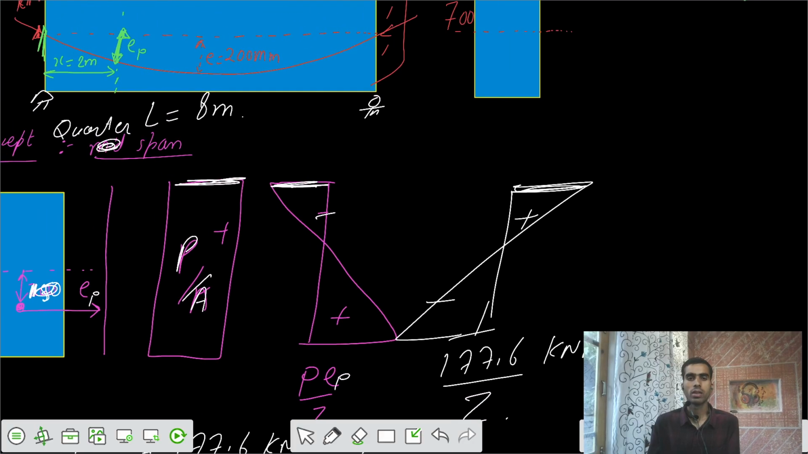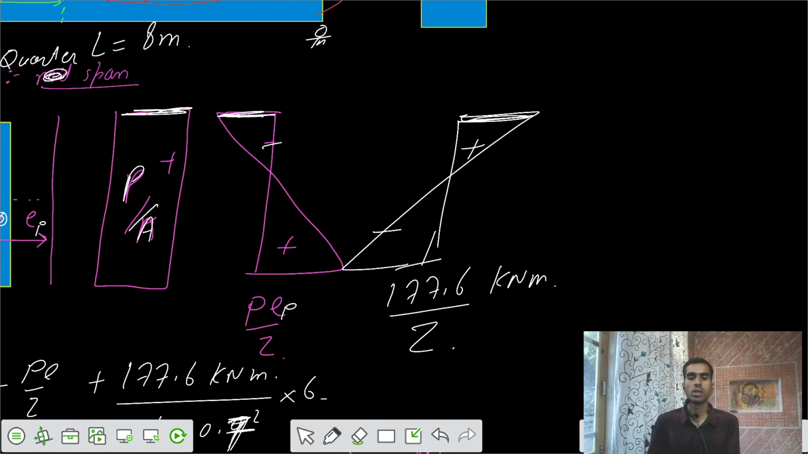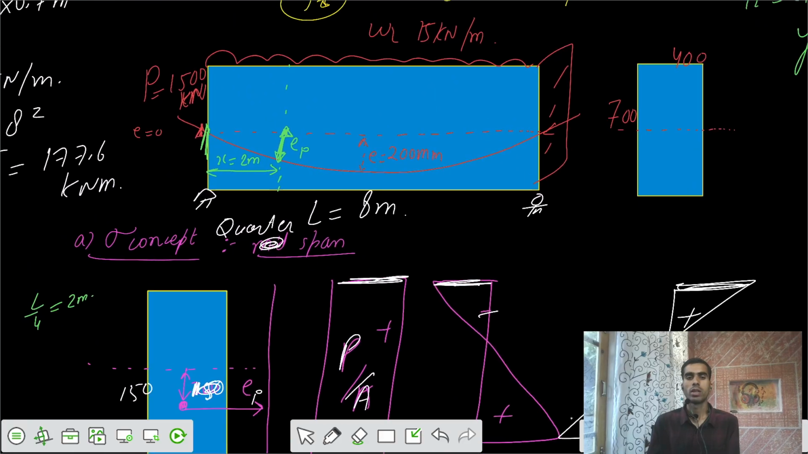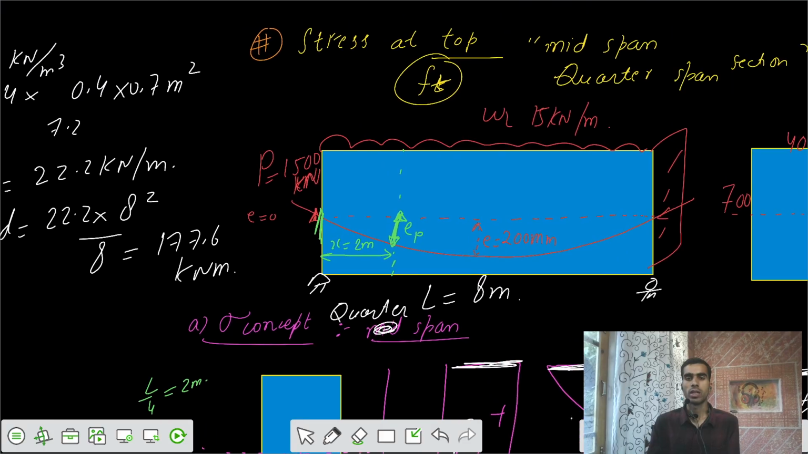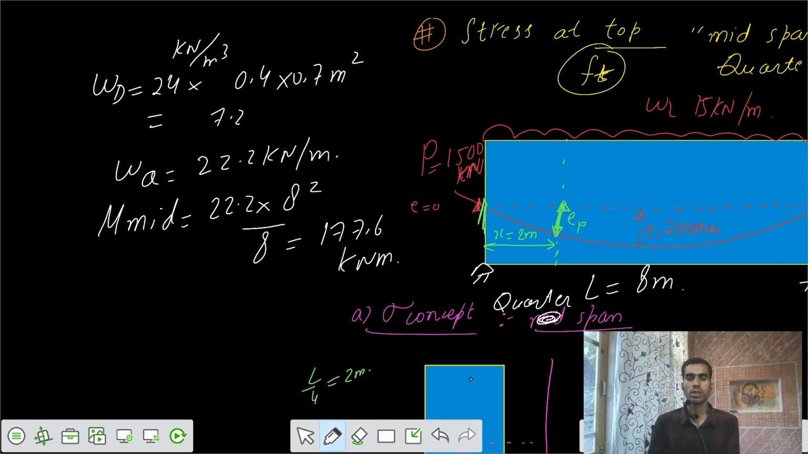And we need to say what the moment is here. We also need to calculate moments at that quarter span section. So this part we had to remove. We had to say what the moment at the quarter span section is, and what the stresses at the quarter span section are because of that moment. Let's calculate that. Can you calculate what the moment is here?